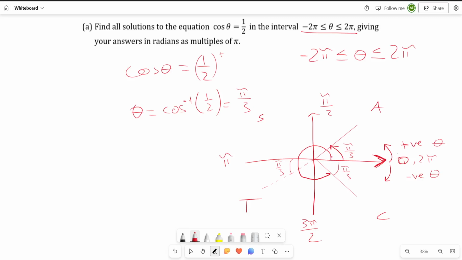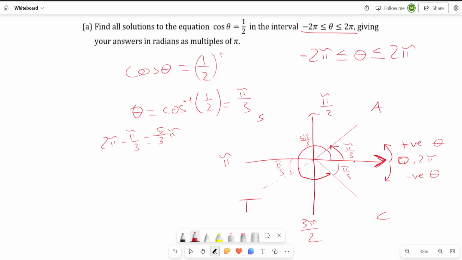So this angle that I want to get is basically 2 pi subtracting this pi over 3, correct? Yes. So this angle is going to be 2 pi minus pi over 3, which is going to give me an answer of 5 over 3 pi. So this is my second answer: 5 over 3 pi. Okay.